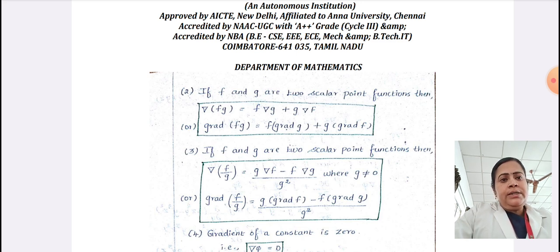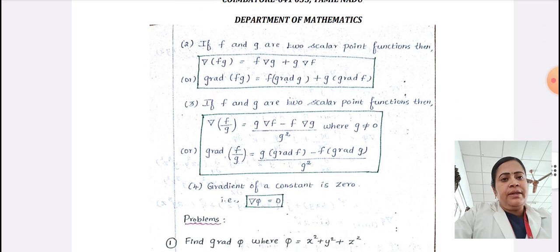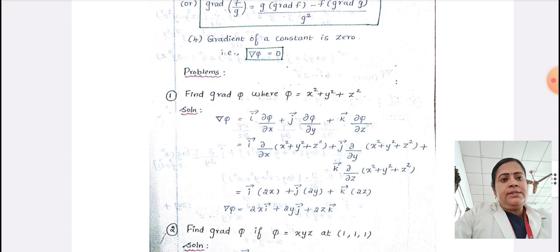And the third one, here you are using the quotient rule. If f and g are two scalar point functions, then del of f by g equals g del f minus f del g, divided by g square. And always the gradient of a constant is 0.